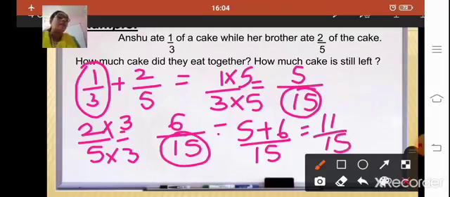Now what is this 11/15? 11/15 is the total part of the cake which is eaten by Anshu and her brother altogether. Okay. Now what is the second part of the question? Your second part of the question tells us how much cake is still left. Now from what will you subtract? Always remember that in fractions the whole quantity is considered as 1. So from 1 you will subtract the fraction, that is 11/15.